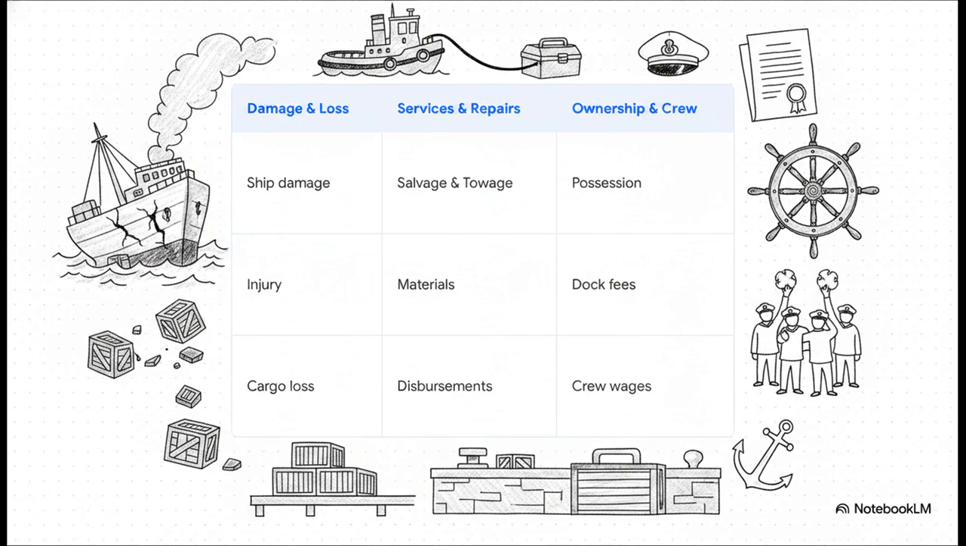First, you've got claims for physical damage, loss of life, or lost cargo. Second are the essential services that actually keep ships moving, things like salvage operations, towage, and supplying materials for operation. And the third bucket covers ownership disputes, mortgages, and, super importantly, unpaid crew wages. Essentially, if your dispute falls into one of these core categories, you are good to invoke admiralty law.